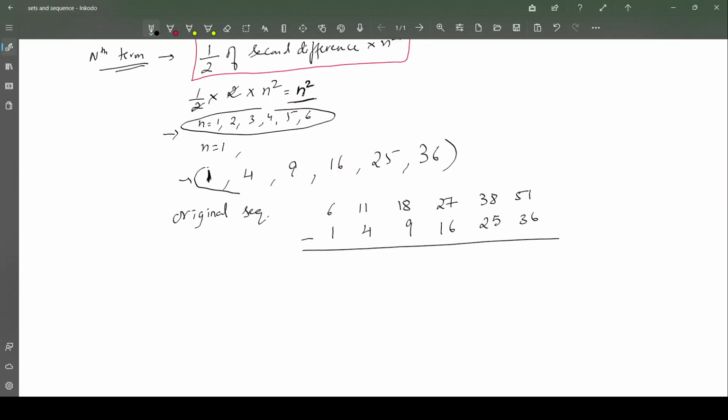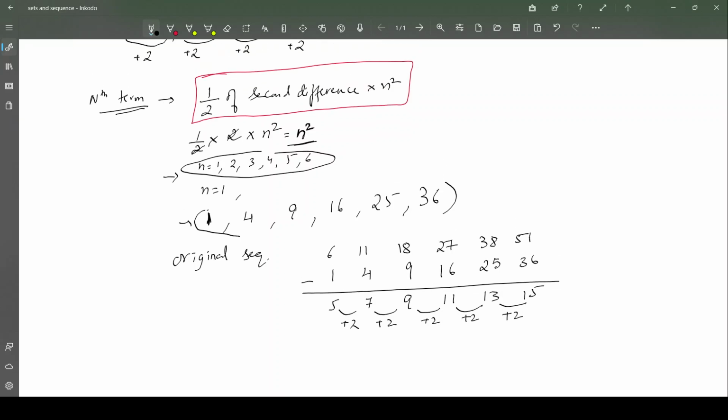When you subtract, what do I get? 6 minus 1 is 5, 11 minus 4 is 7, then 9, 11, 13, 15, right? So this is the sequence after subtraction, and you will find that you get a difference of plus 2 throughout this sequence.